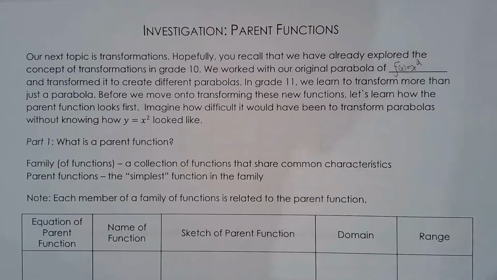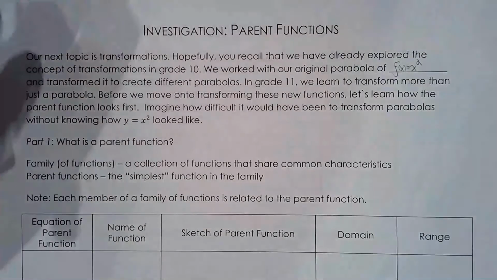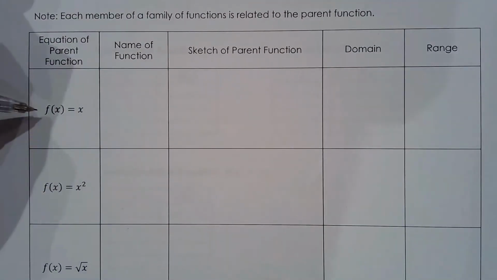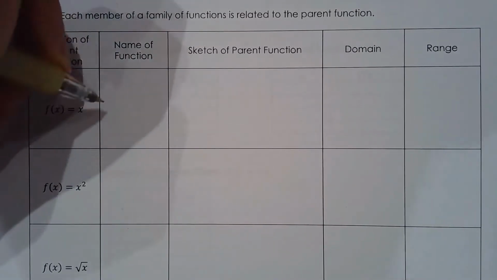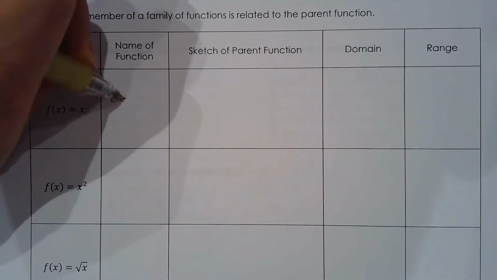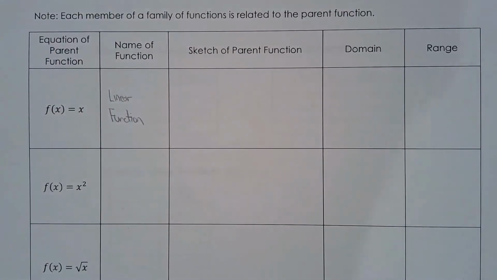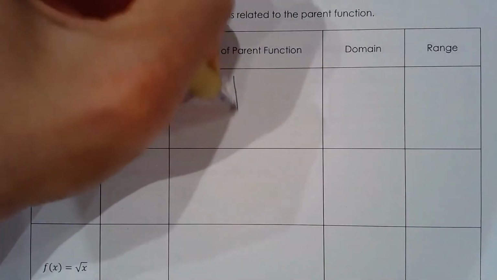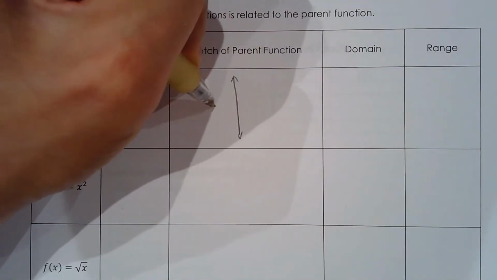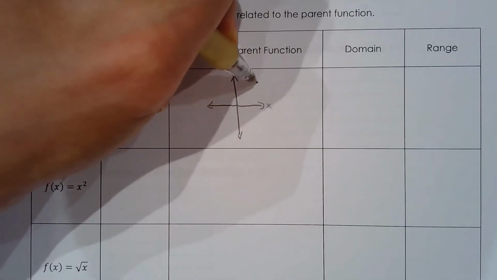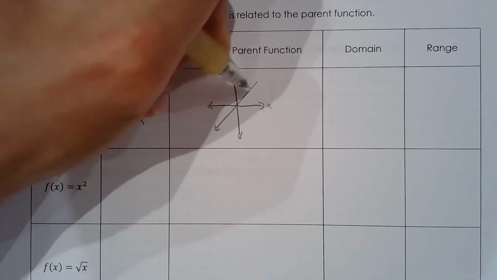So what are we going to transform? What are the parent functions we're working with? Let's take a look here. We have f of x equals x. That's our classic grade 9 linear function. Let's sketch that: y-intercept of 0 and slope of 1. Beautiful.